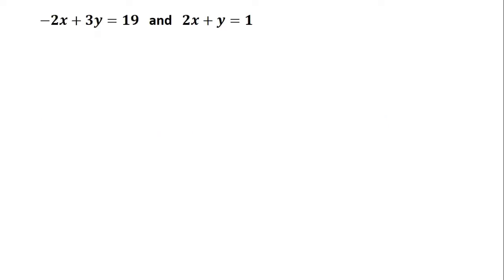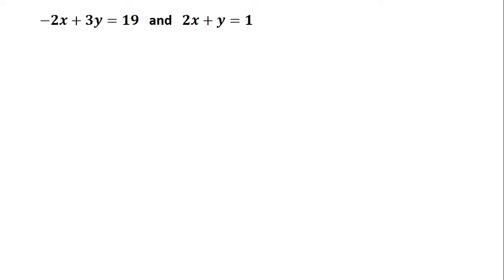We are on the topic simultaneous linear equations in two variables. In the previous video, we considered an example on solving simultaneous linear equations in two variables using the elimination method. In this video, we are going to consider another example. So let's look at the question for this video. We have minus 2x plus 3y is equal to 19 and 2x plus y is equal to 1.